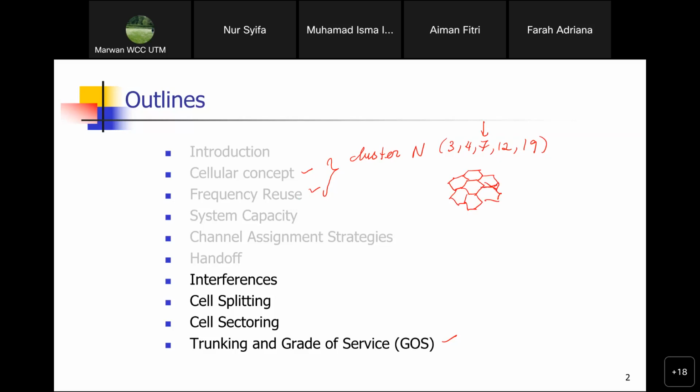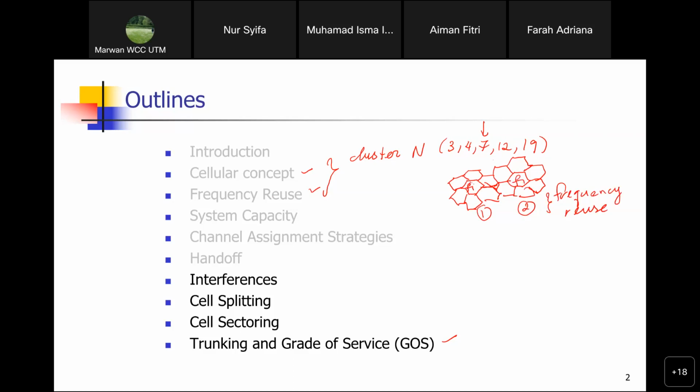Then we go to the second concept, which is frequency reuse. We reuse the same cluster over another area so that we duplicate the cluster again and again. Now we have 2 clusters here, 1 cluster, 2 clusters. So this is the frequency reuse. If we put here this is frequency 1, frequency 1 will be reused at a certain distance.